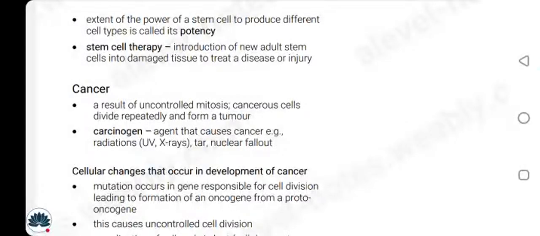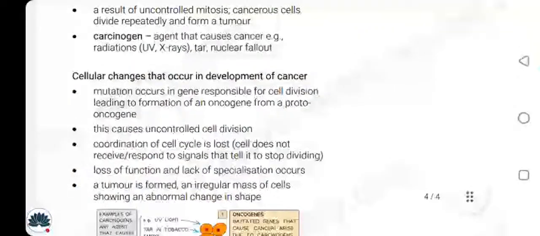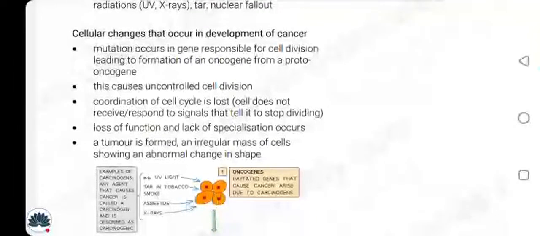Carcinogen. What is a carcinogen? An agent that causes cancer, such as radiation. It might be UV, meaning ultraviolet, or X-rays, tar, or nuclear fallout. Cellular changes that occur in the development of cancer. So these are the stages.